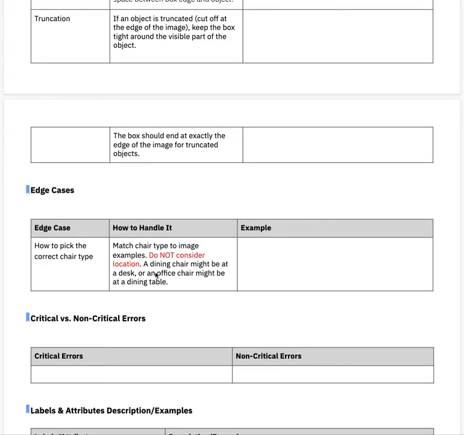All right. In this project, one important edge case to note: sometimes it'll be hard to tell what type of chair or even what type of table something is. Try to match the label or the attribute to the examples in this instruction doc based on how the object looks. Do not consider the location of the object. As an example, a dining room chair might be standing next to a desk, and you want to still call it a dining room chair, or maybe one of those office swivel chairs is next to a dining table. You should still label it as an office chair.